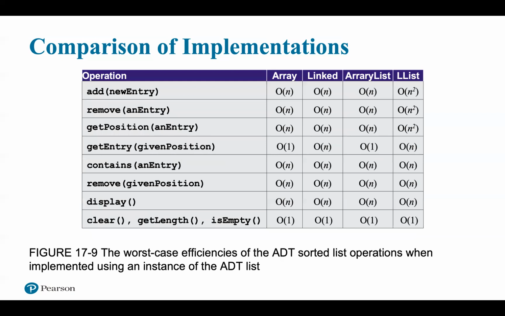Figure 17.9 summarizes the efficiency of the sorted list operations for array-based and linked implementations of the ADT list. Confirmation of these results is left as an exercise. You can see the implementation of the sorted list given in this section is easy to write, but is not very efficient if the underlying list uses a chain of linked nodes.